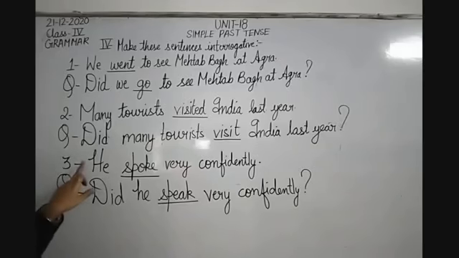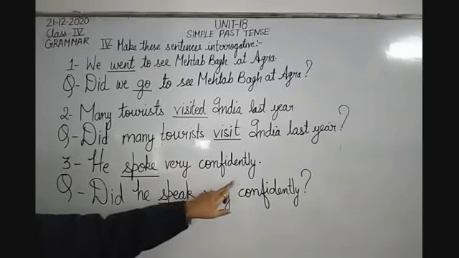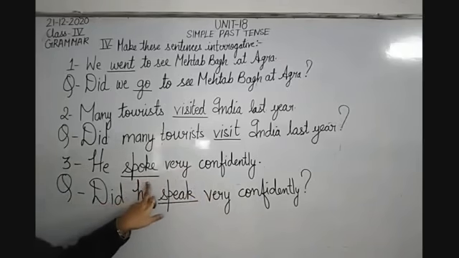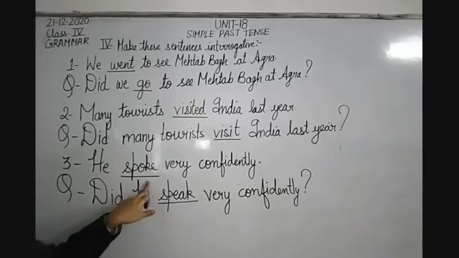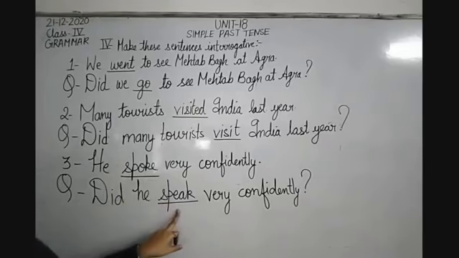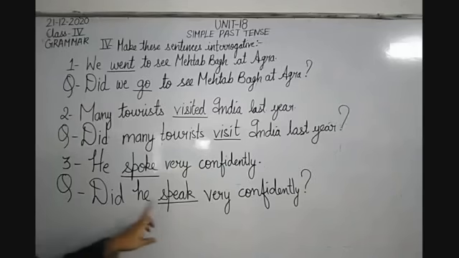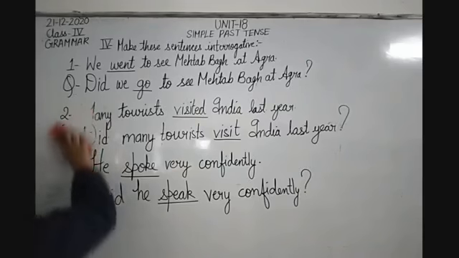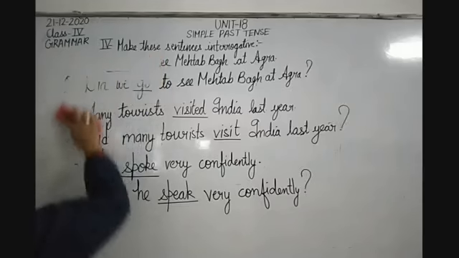Then the third one, he spoke very confidently. First of all, identify and underline the verb, that is spoke. Underline it so that you remember we need to bring back the verb to its root form. So, what does spoke become? Speak. Fine. We'll be starting the question with did and our question will be, did he speak very confidently? At the end, question mark. Fine. So, I'm sure all of you must have written. Now, I'm going to erase these three and write the fourth one.